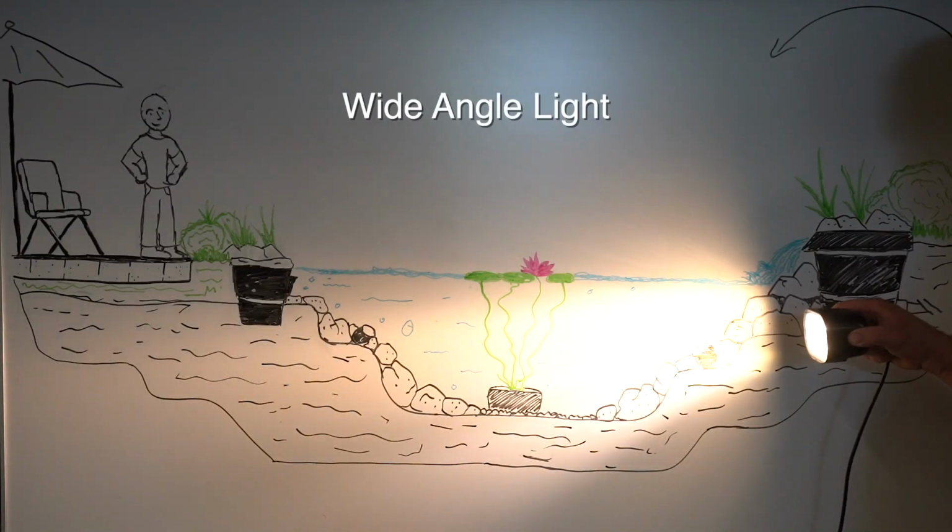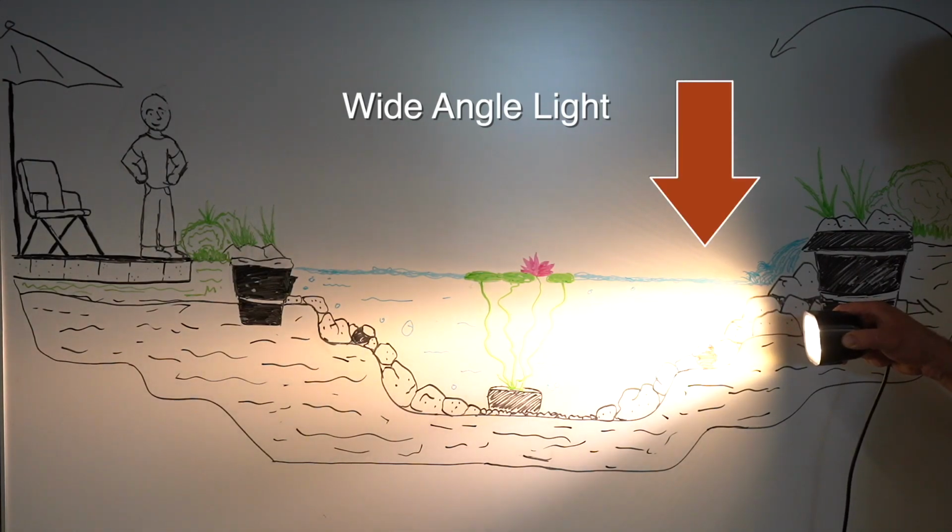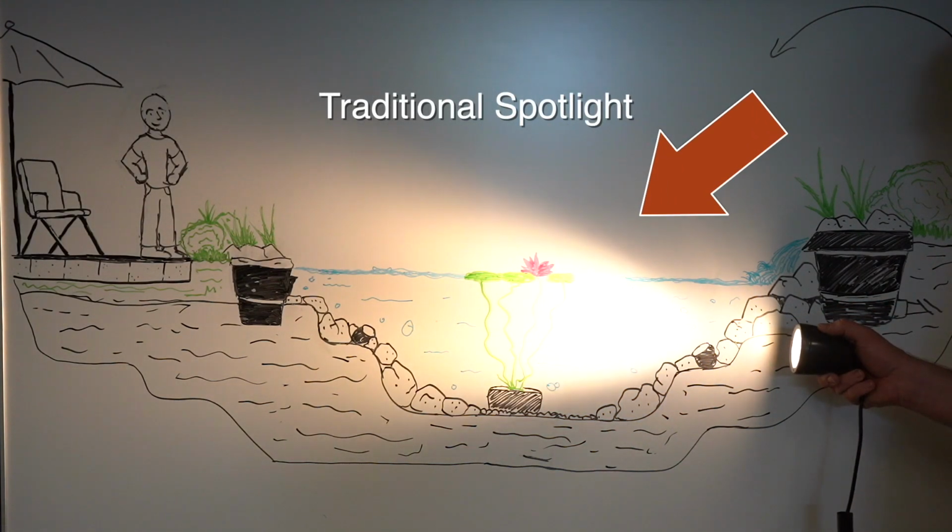We also have a second beam cutoff, and this is along the top of the light output. The top beam cutoff prevents the light from traveling up and out of the pond where the light output is lost into the night sky.